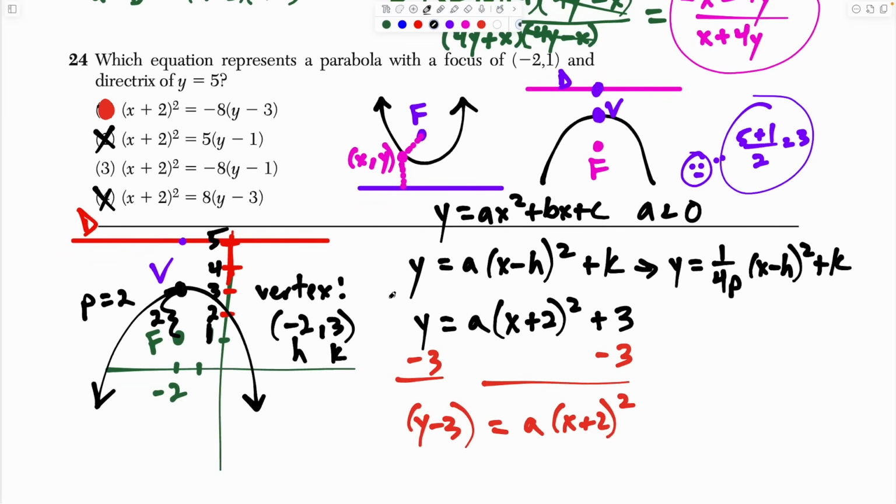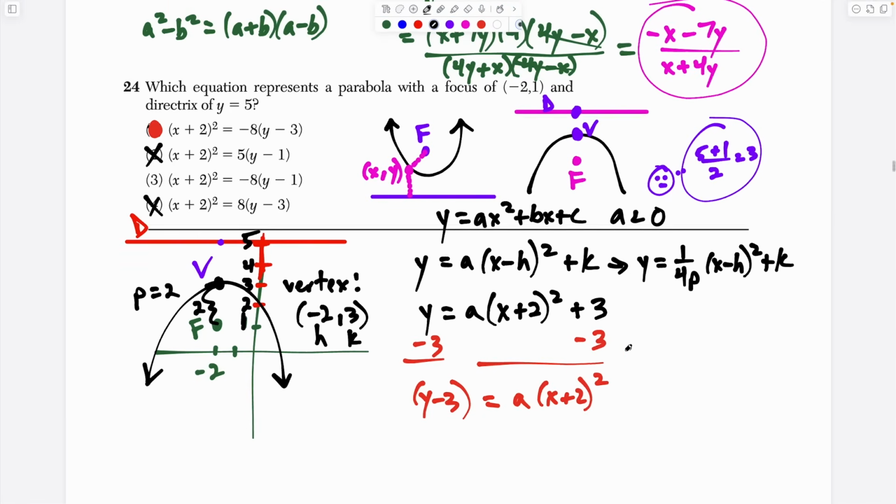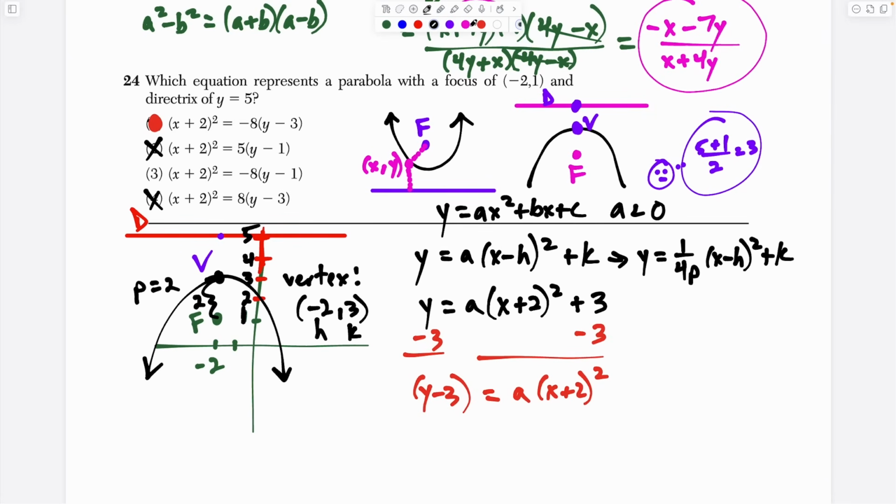But the other thing I have to account for is the fact, once again, that this is opening downward. So I'm going to put a negative in front when I do this. Okay, so over here, I'll just write out this last part. So for the last piece here, y minus 3 equals, my a value is negative since this is opening downward, and I have 1 over 4p. So I'm going to have 1 over 4 times 2 makes 1 over 8. Okay, so this is going to make negative 1 over 8 times x plus 2 squared.